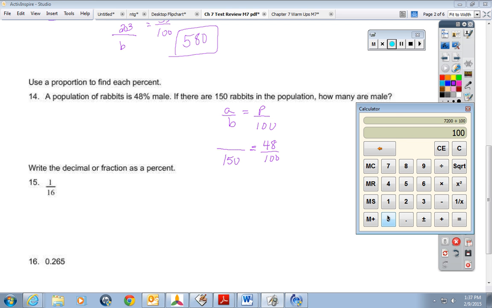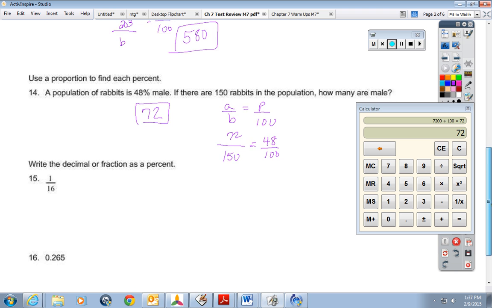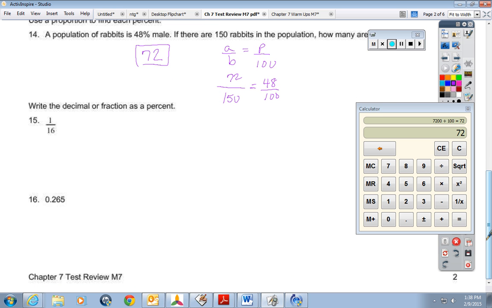So 72. Is our answer a percent or is it a number? It's a number. That 72 means out of the 150 rabbits, 72 of them are male rabbits. So there's actually more female rabbits in that population than there are male rabbits.